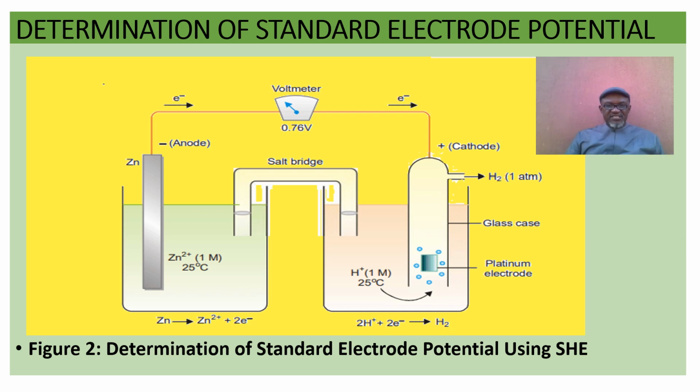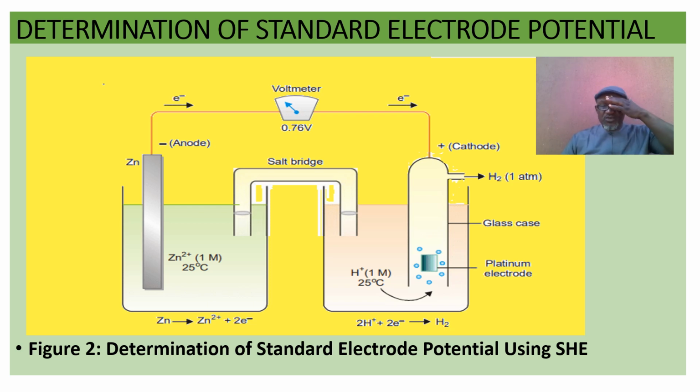But again, the difference here is that the standard hydrogen electrode is assigned a value of 0.00 volts. And the potential that results in this connection is minus 0.76 volts. And that is the potential, relative to the standard hydrogen electrode, of this zinc electrode.